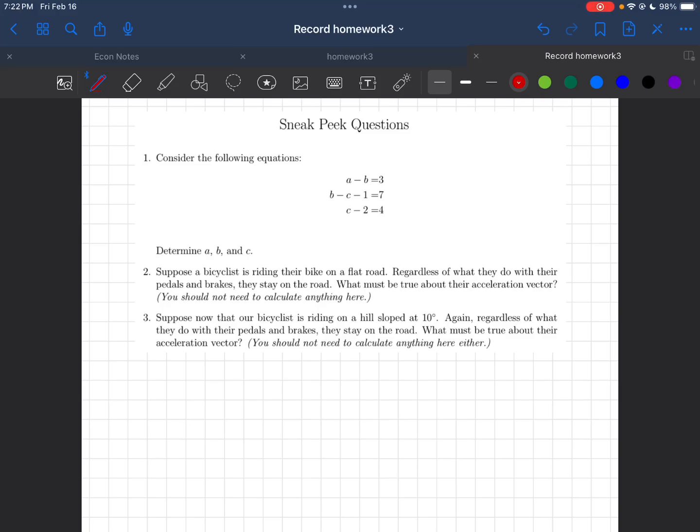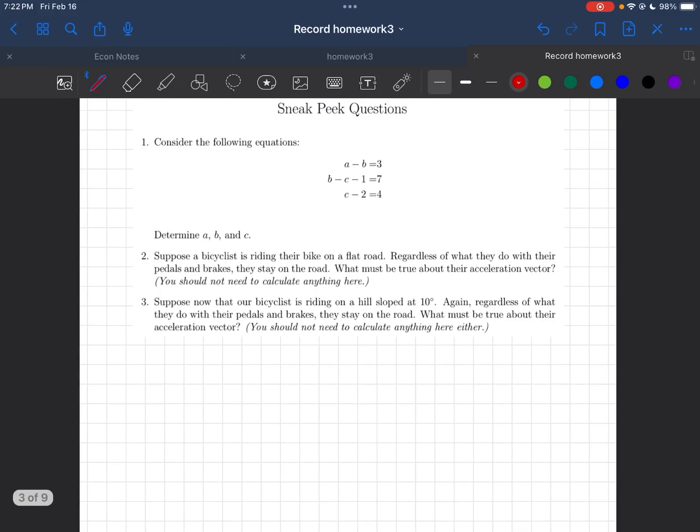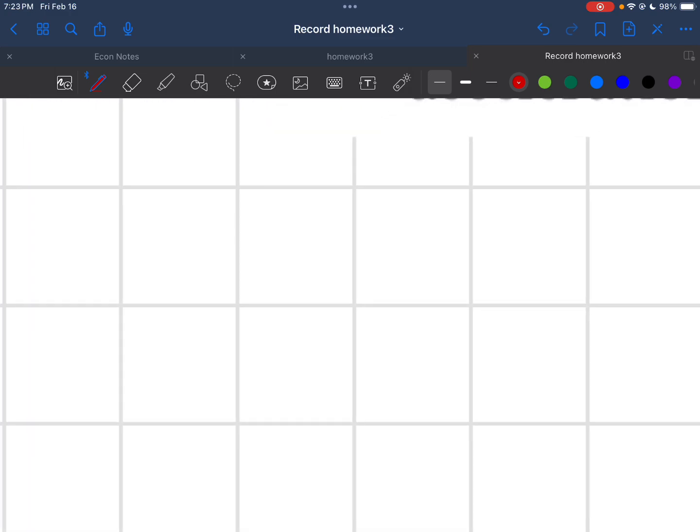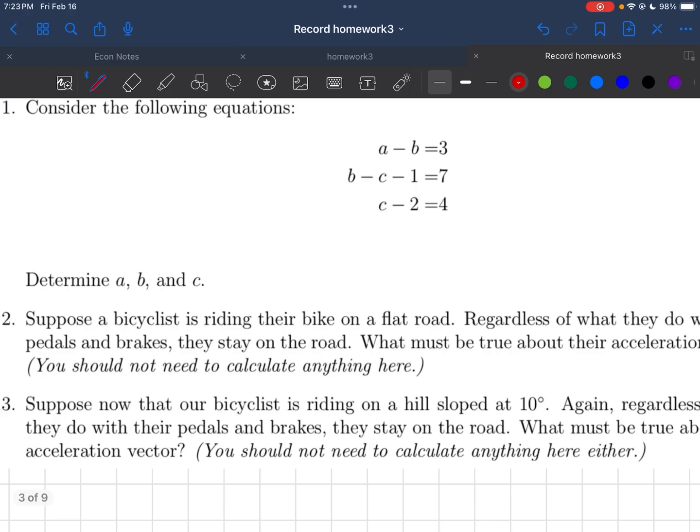Alrighty, y'all. Today we're taking a look at homework 3 for Physics 211, and we're going to jump right into it with our sneak peek questions.